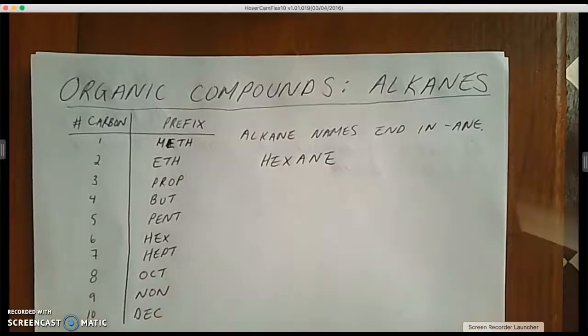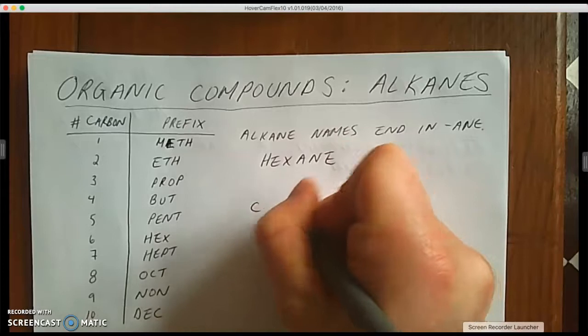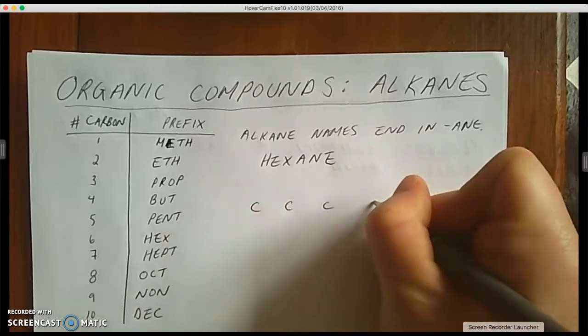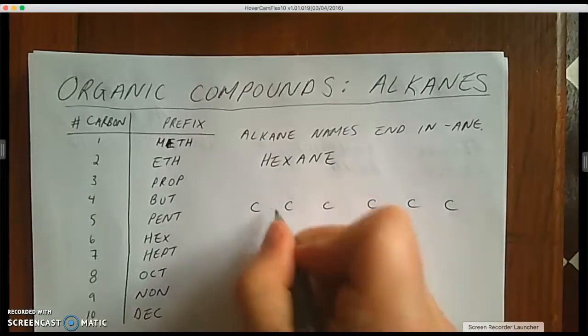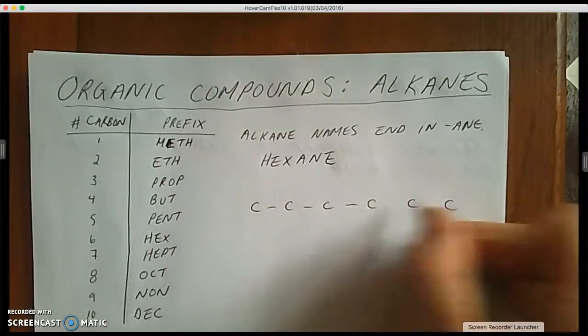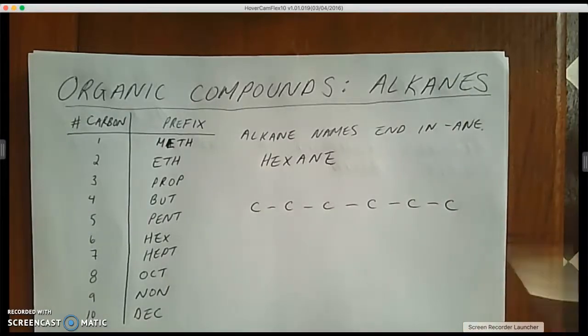So if I wanted to draw hexane, I could draw 6 carbons in a chain. 1, 2, 3, 4, 5, 6, okay? And then I can connect all of those carbons. So I'm showing that they're bonded to each other. These little sticks right here represent a bond between carbons, okay?